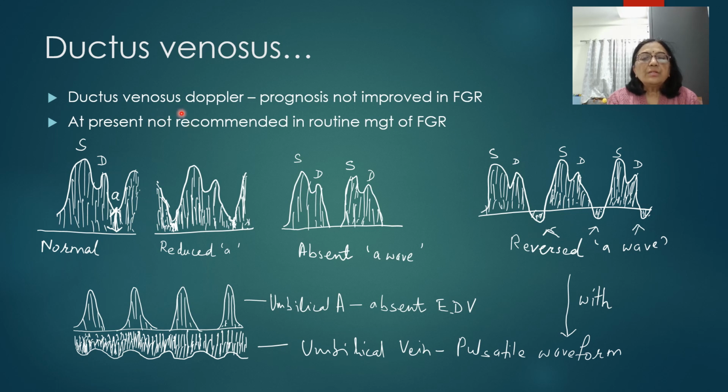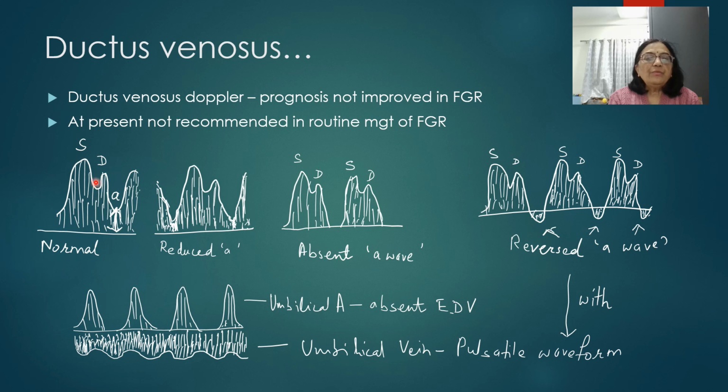Now, using the ductus venosus Doppler doesn't improve the prognosis in patients of fetal growth restriction, because whenever it is present, it is usually the baby is severely hypoxemic. And at present, it is not recommended in routine management of fetal growth restriction.